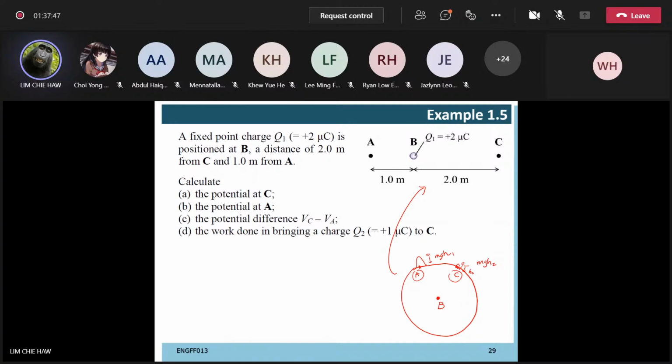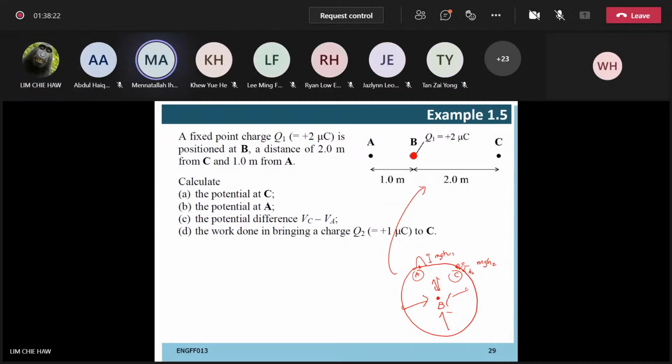Because our Earth generates the gravitational field, at different locations and different heights there will be different potential. So in this situation B is the planet Earth, the charge Q1 at location B, and A and C are basically different locations at different heights. Do you understand the idea? Yes, understood. Okay, any other question on that?